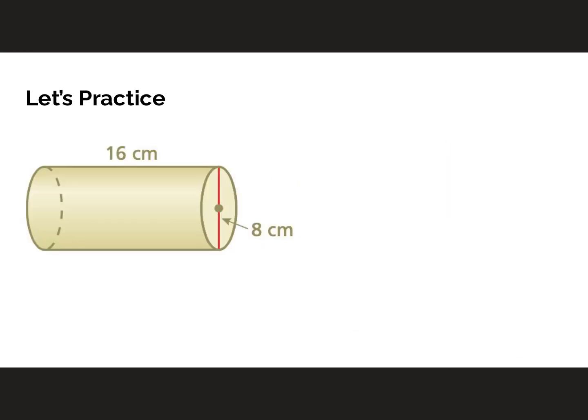Okay, so let's practice this. Again, our formula is volume equals pi times the radius squared times the height. First thing we need to find is our radius and our height. You'll notice here I have 8 centimeters, but is that my radius? No, it's going all the way across. See here, this goes all the way across. So that is actually my diameter.